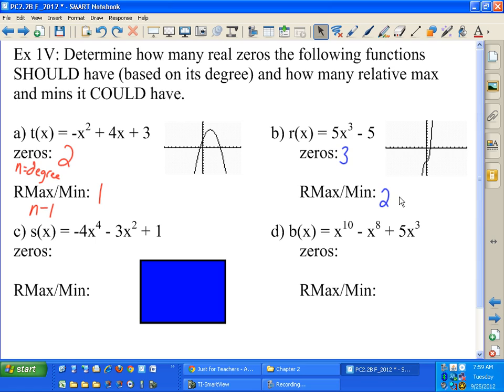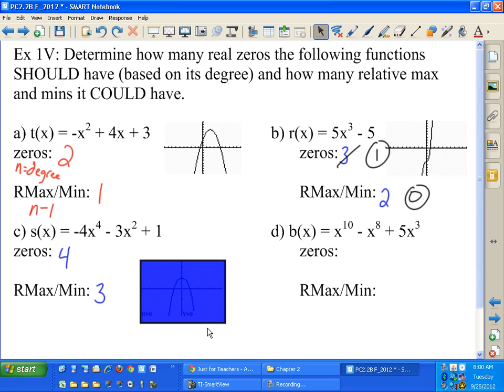It doesn't necessarily mean that's what is happening, because in this case there's really only 1 zero and no max or mins. So it depends on the graph itself, so always getting a picture of them would be helpful. And so then this guy right here, there should be 4 zeros, 4 places it could cross the x-axis, and 3 relative maximums and minimums.